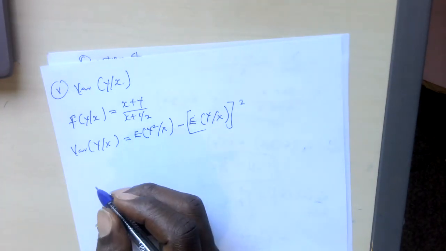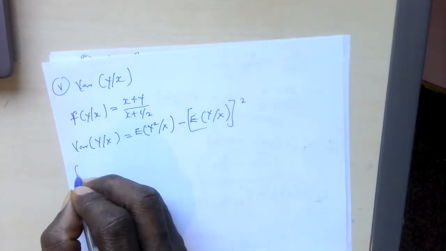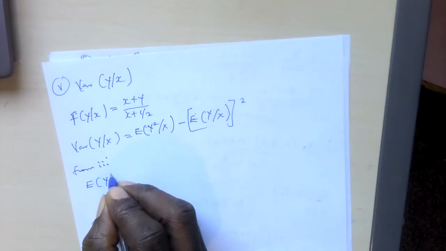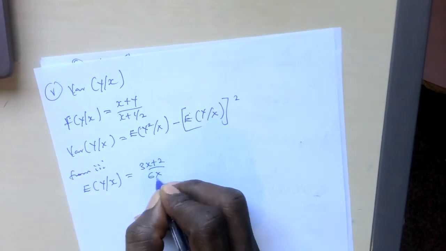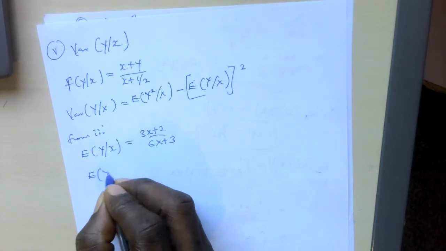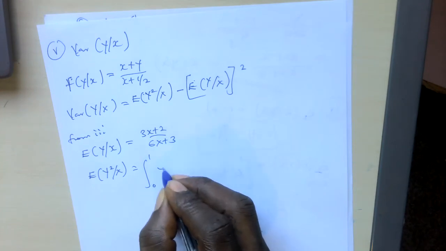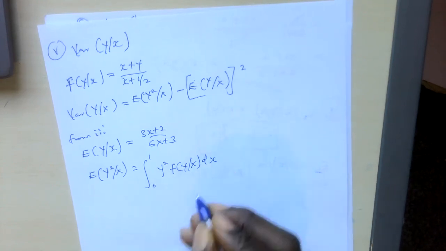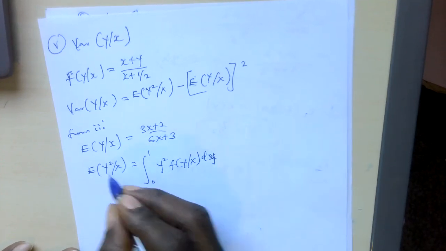So from the number 3, from the I, the one we did before, this is v. From this I, we know we're able to resolve that our expected value of y given x gives us this answer, 3x plus 2 over 6x plus 3, right? So expected value of y square given x, that's what we want to solve now. Of course, it's the integral from 0 to 1 of y square f of y given x dy, because our interest is this y, so dy.